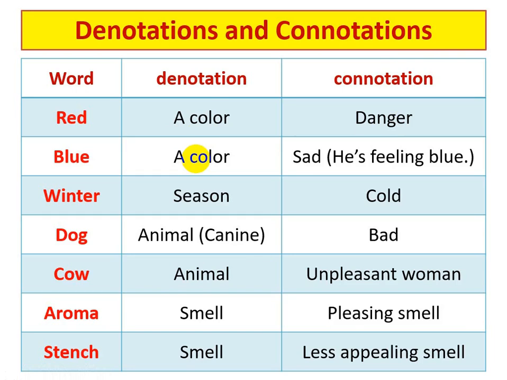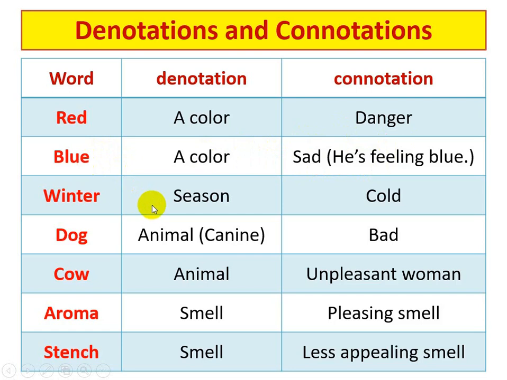So it is called the literal meaning of the word or the dictionary meaning or the primary meaning of the word. But the word blue connotes other meanings which are called connotations or secondary meanings or associated meanings, something like sad. When we say he is feeling blue, it means he's feeling sad. So this is the connotation, among others, of the word blue.